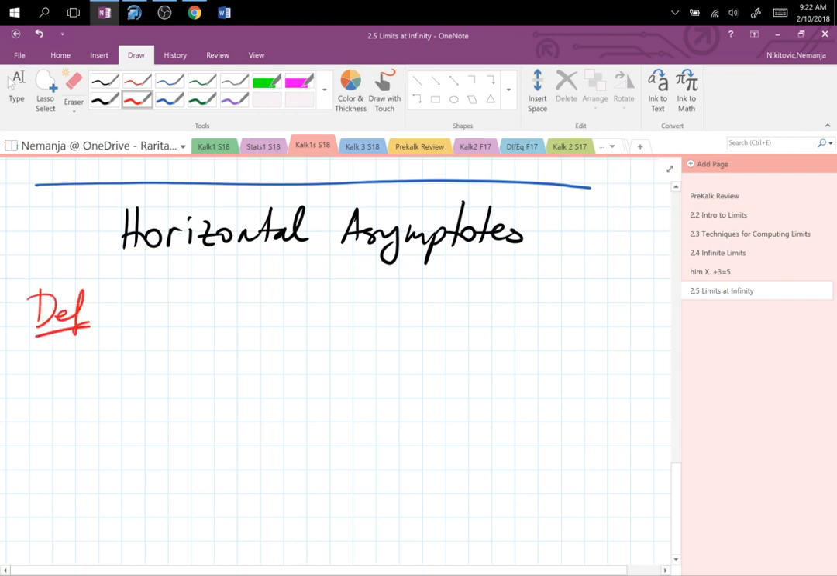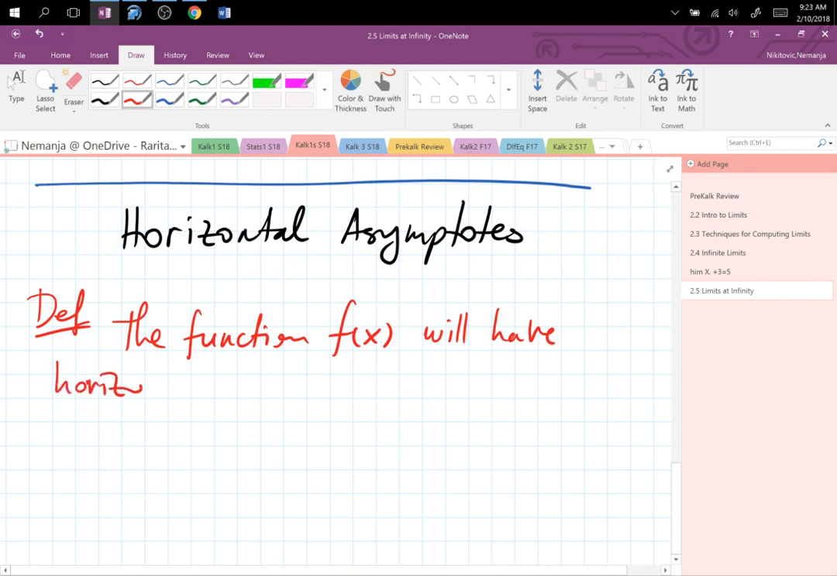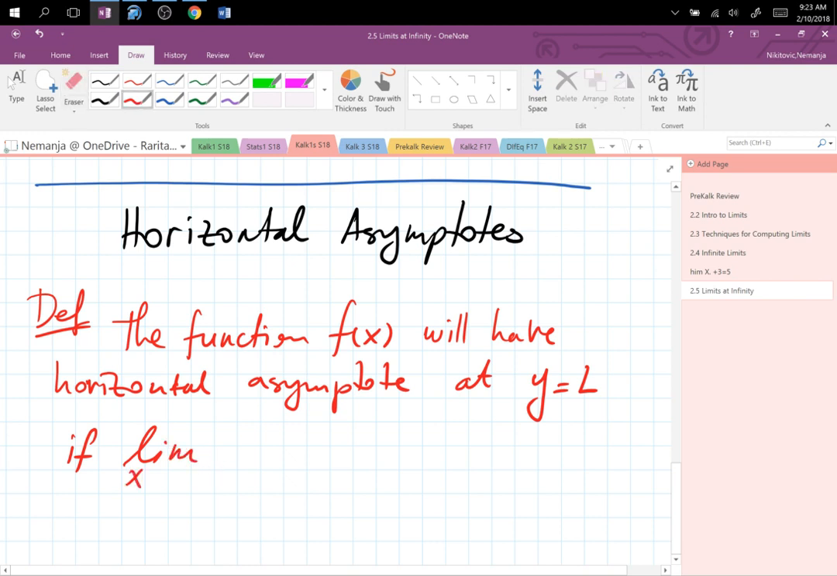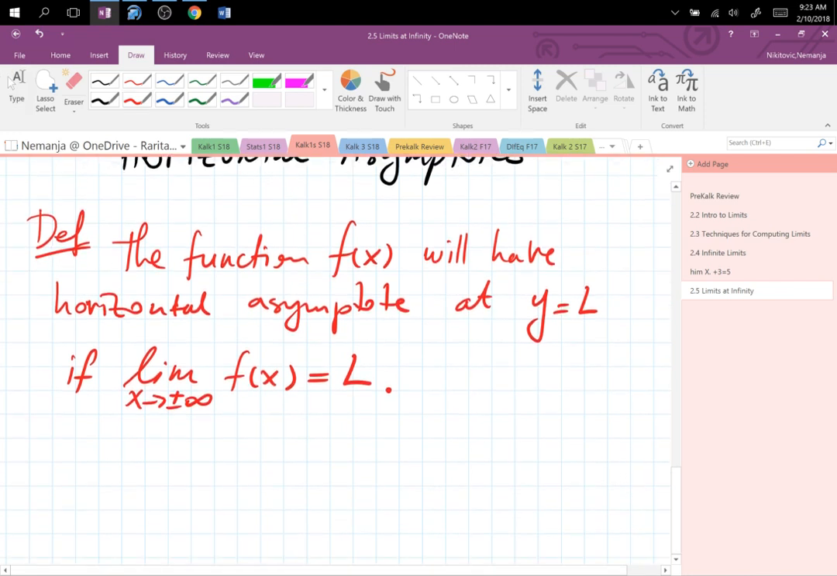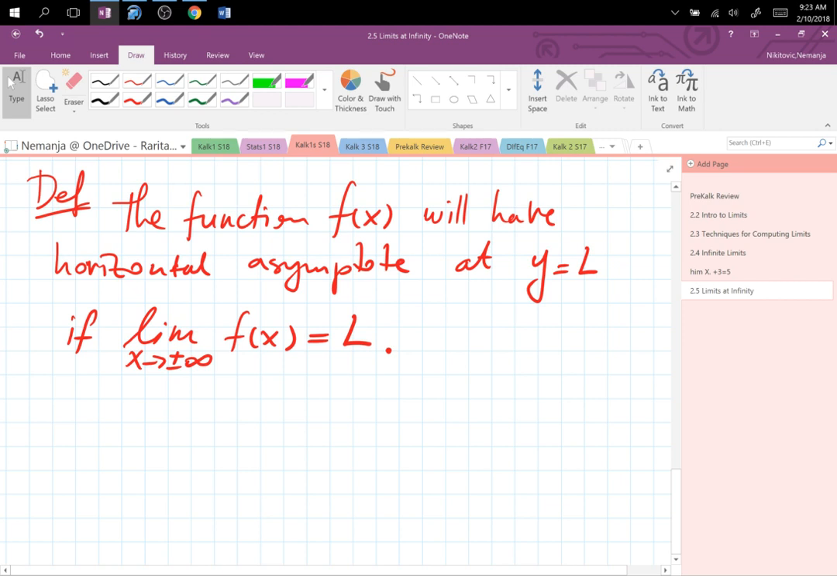So definition, formula, theorem, whatever you call it. The function f of x will have a horizontal asymptote at y equals L if the limit as x goes to either positive or negative infinity of f of x is L. So you solve the limit and you get a finite value. That finite value is the horizontal asymptote.